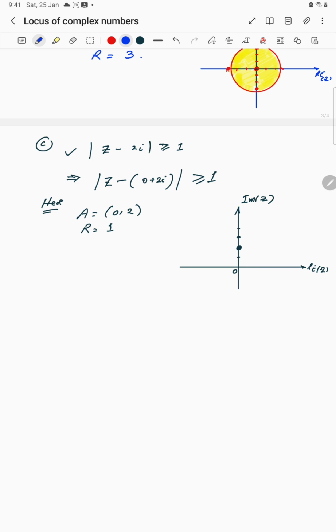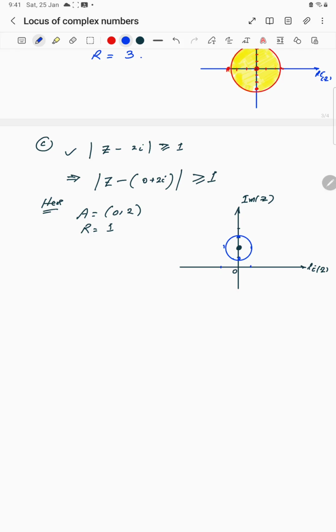And radius 1. So it is 1 point here, 1 point down, 1 point top, 1 point left. So I will draw the circle shape like this. Okay. I hope it is clear.